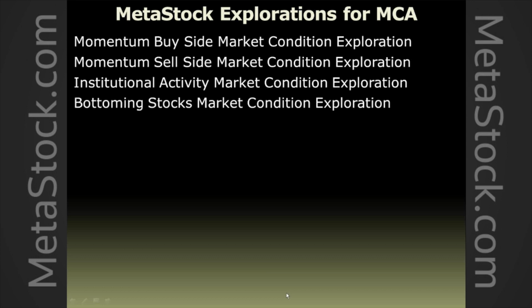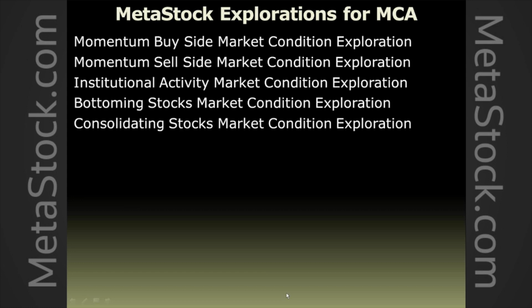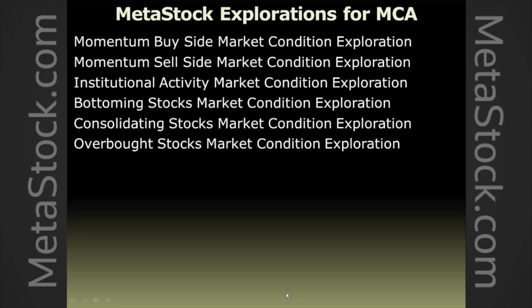Bottoming stocks tells me how many stocks are in short-term or intermediate-term bottoms. Very important for short-term trading. Consolidating stocks, how many stocks are in consolidations? Tighter sideways action, stair steps, longer sideways action. How many are in that? That tells me a great deal. Overbought tells me how many stocks are at the high of their trading range or topping. Right now, the overbought scan is very low, so we know we're not completely at a top yet.